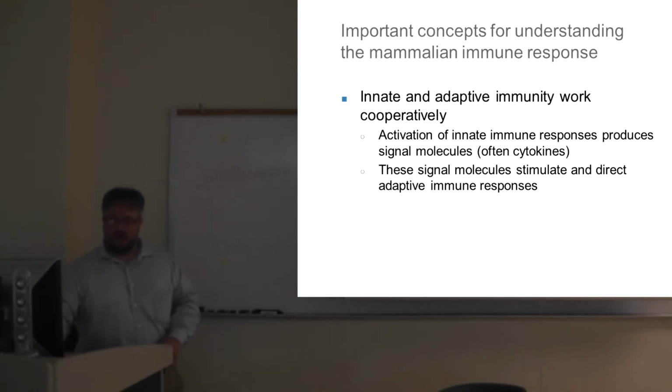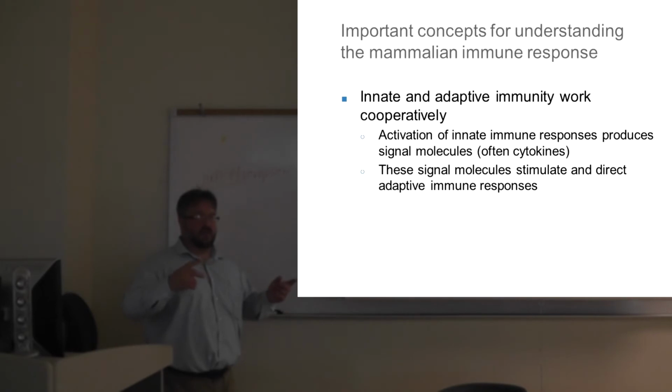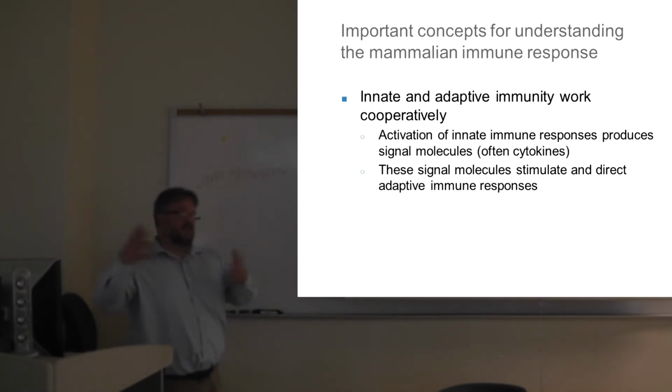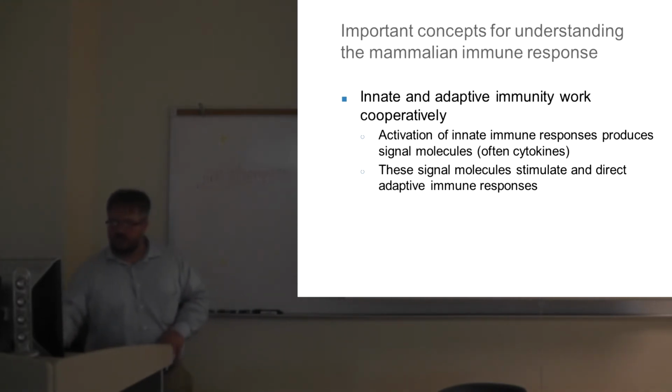One of the most important intermediaries between the innate and adaptive immune response are helper T cells. T cells are part of the adaptive response, but they can also help with innate. So all of these are going to be intertwined. Signal molecules stimulate and direct adaptive immune responses as well. So it's kind of a back and forth a little bit.